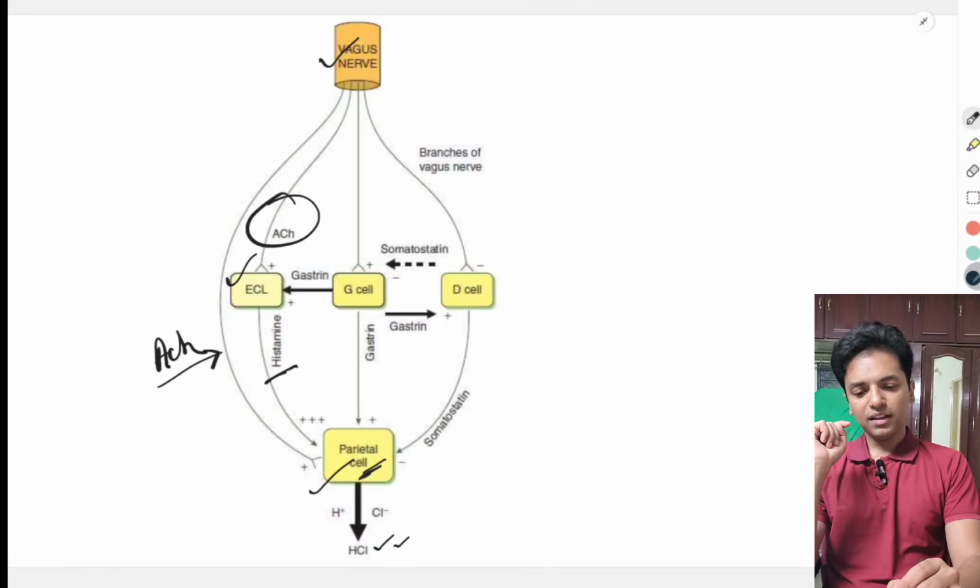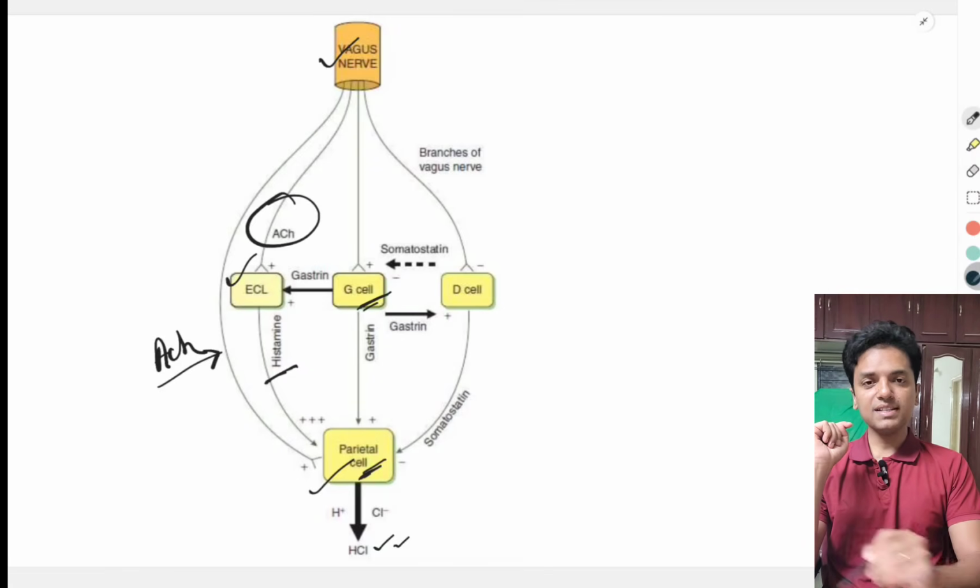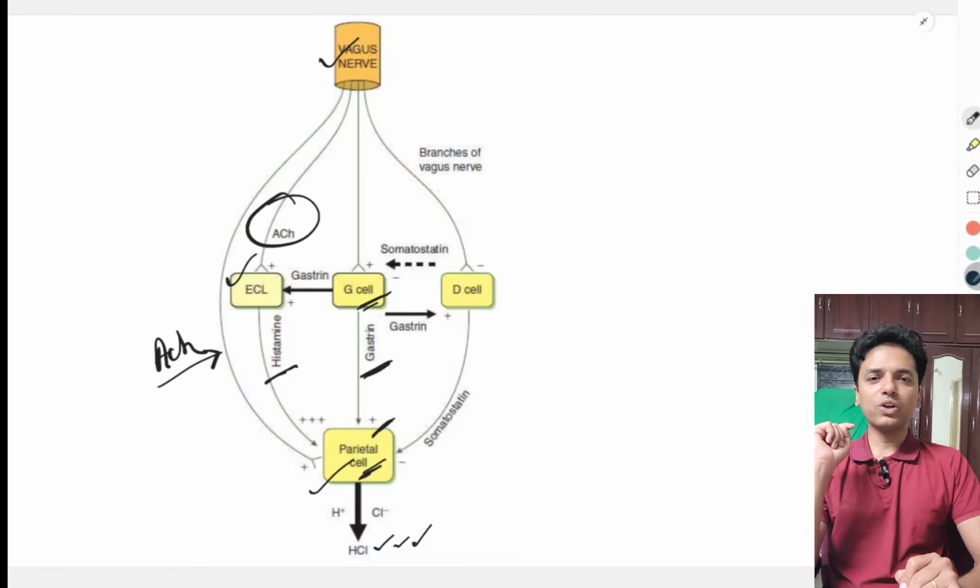Third way is that when the vagus is stimulated, it is going to cause stimulation of the G cells. We know that the G cells are going to produce a hormone called gastrin. So when the vagus stimulates the G cell, it increases the secretion of gastrin, and this gastrin is again going to cause stimulation of the parietal cell. In that way, there is going to be an increase in the HCl secretion. Apart from this, this gastrin can also stimulate the enterochromaffin-like cell, which again increases the histamine secretion. Again, there is a parietal cell stimulation and again an increase in the HCl secretion.